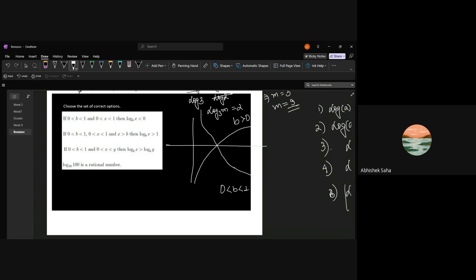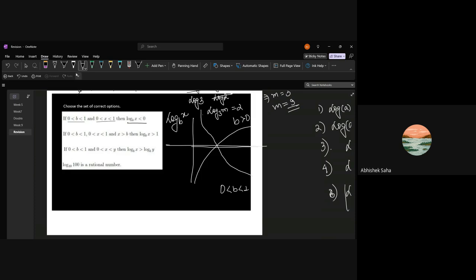Okay, if b is between 0 and 1, this is the graph of log base b of x, on the x-axis. So the question asks which of the following options are correct. If b is between 0 and 1 and x is also between 0 and 1, then what will be the value? Log base b of x is negative.